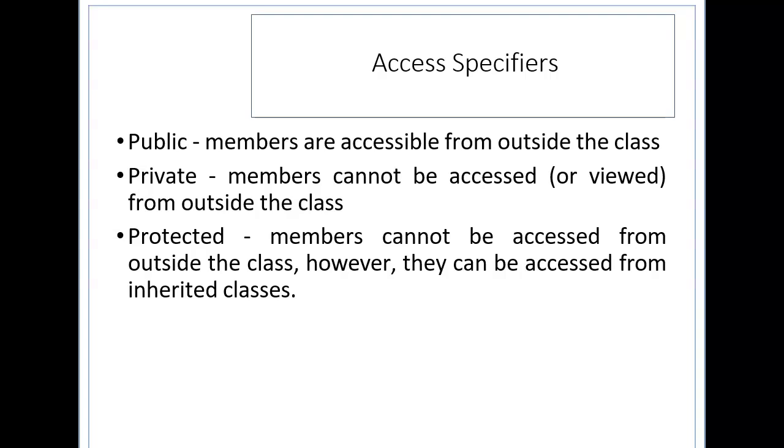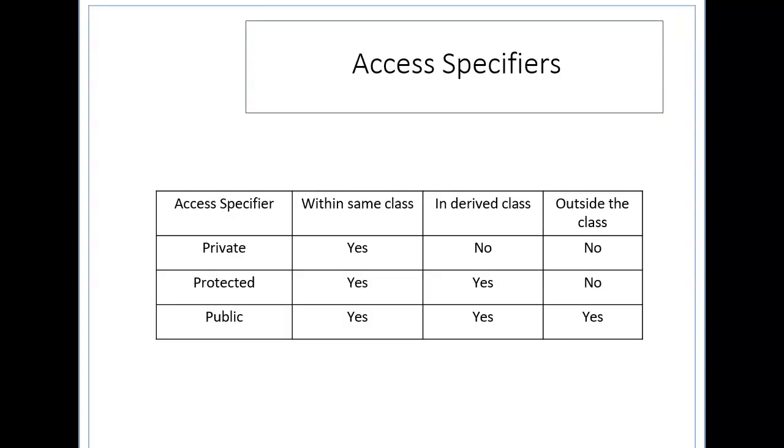Third access specifier, if you can see, protected. In case of protected, members cannot be accessed from outside the class. However, they can be accessed from the inherited class. So the inherited classes can access all the members even though they are protected.